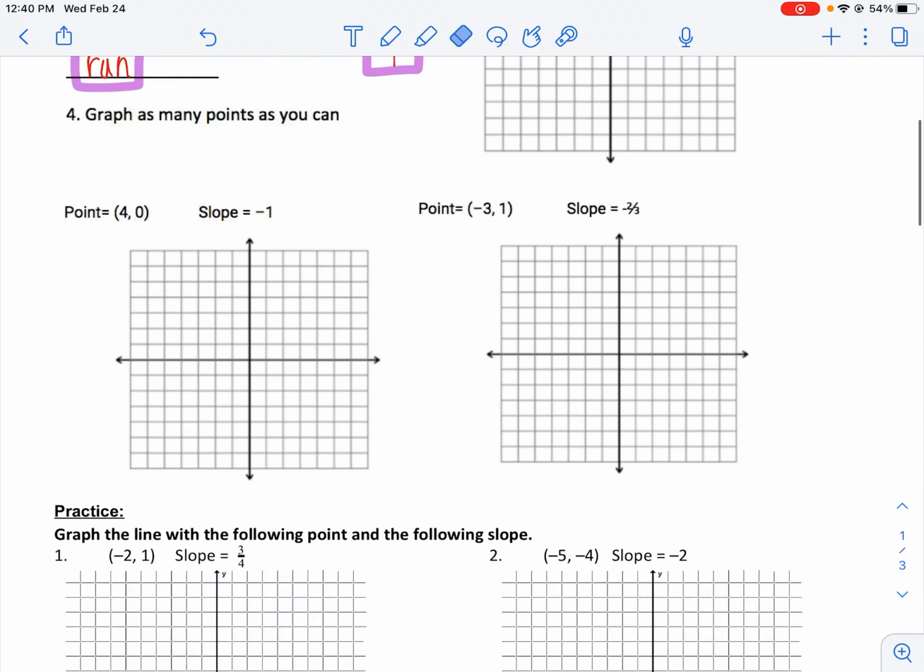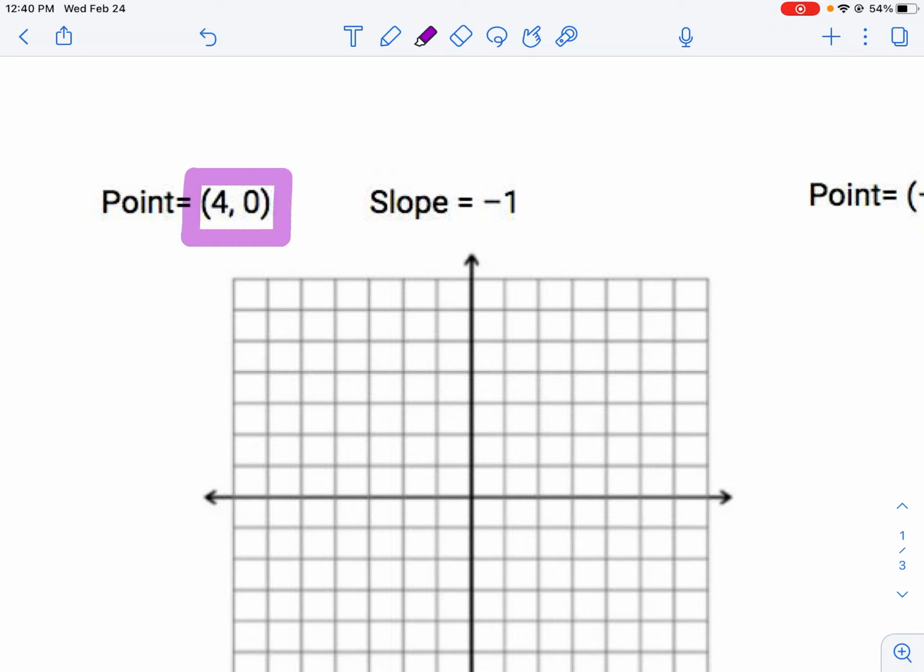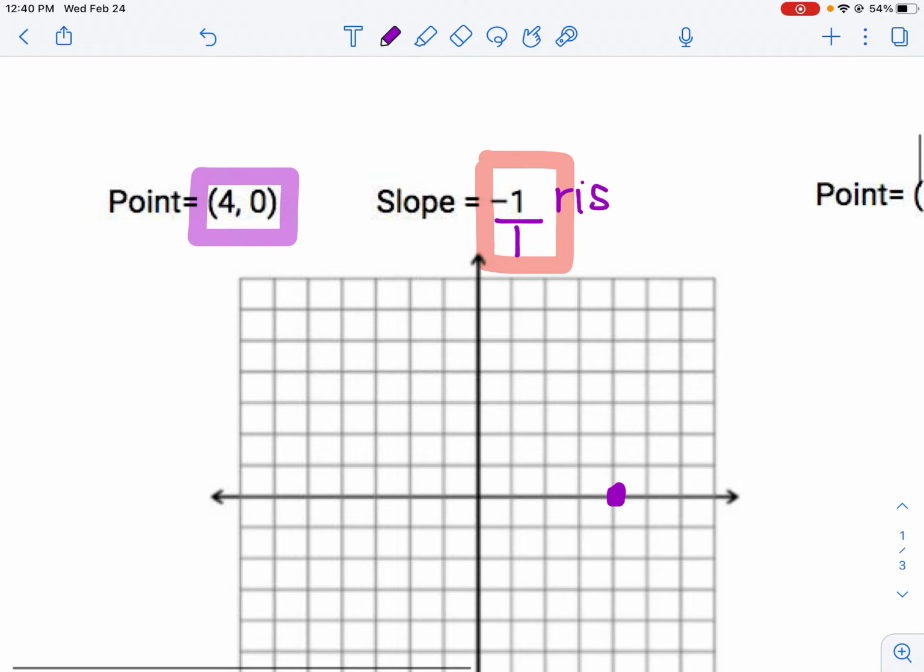So step number 1, we're going to plot this point (4, 0). So we start at the origin, we go 4 spaces, and we are going to leave it on the x-axis because it doesn't tell us to move up or down. And then we see that we have a slope of -1. Remember, slope has to be rise over run. So we're going to make this a rise over a run by putting a 1 underneath the negative 1. And so we're going to look at our rise. And our rise is negative, so that actually is going to tell us to move down. And then our run is positive, so it tells us we're going to move to the right.